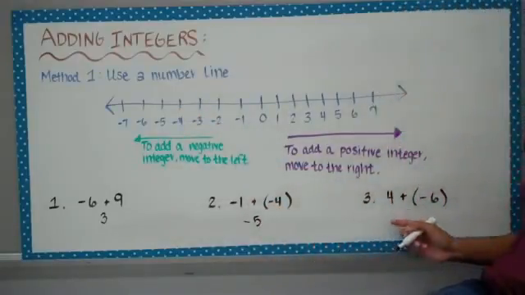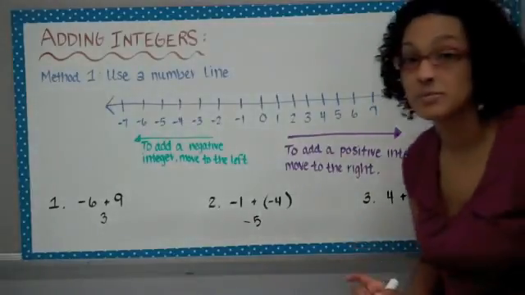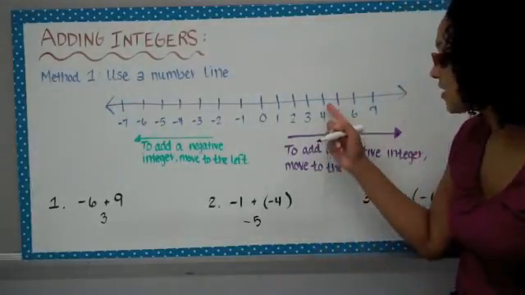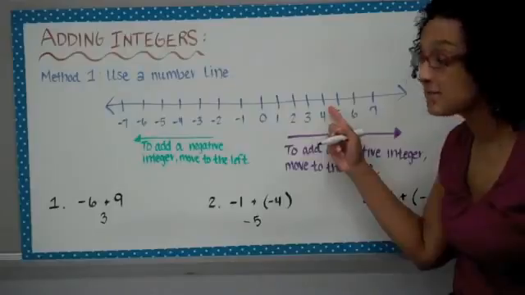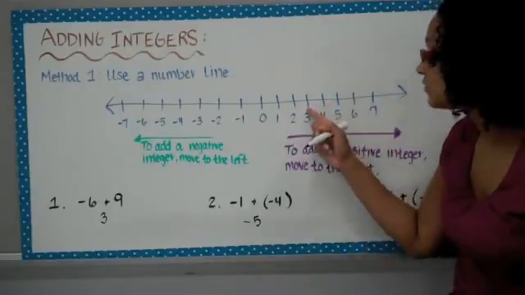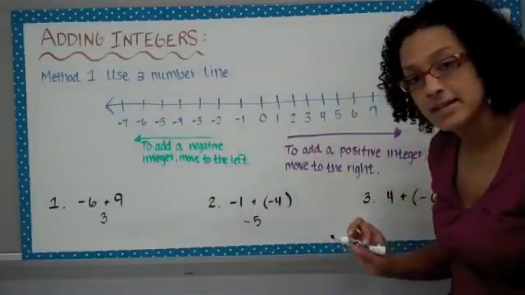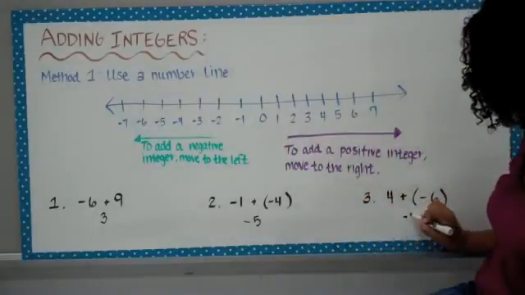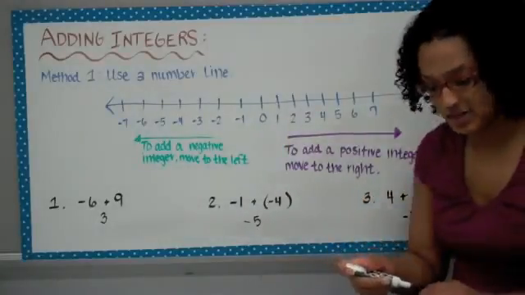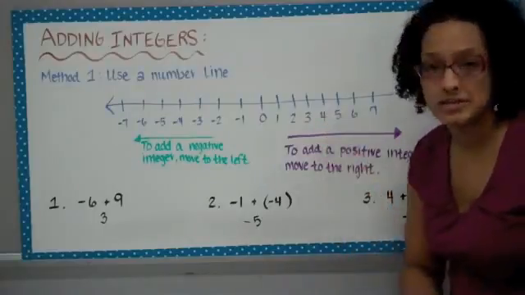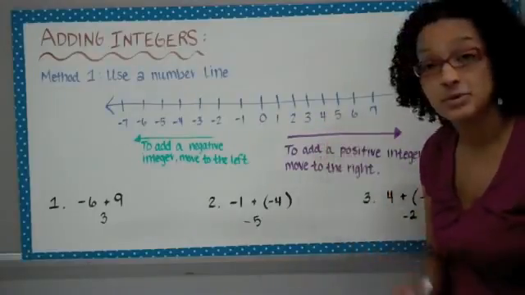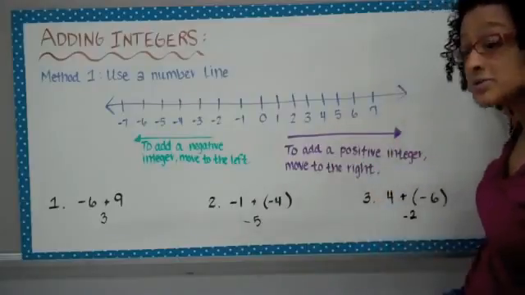And my last example is 4 plus negative 6. So I start at 4. I'm adding a negative number, so I go to the left. 1, 2, 3, 4, 5, 6. And I end up at negative 2. If you like this method and you want to draw a number line all over your classwork, all over your homework, I'm totally fine with that. If that's what you need, go ahead and use it.